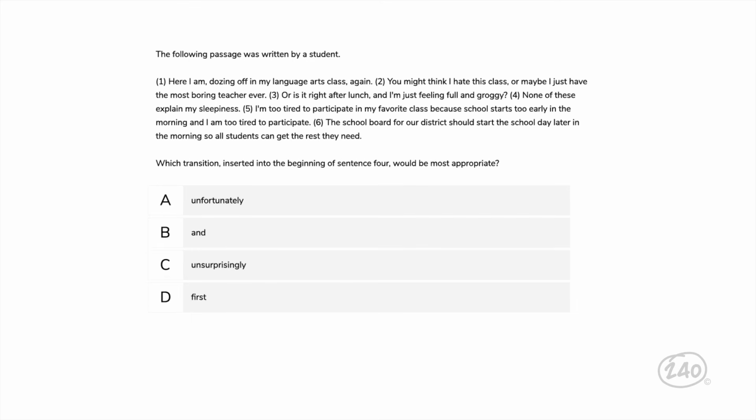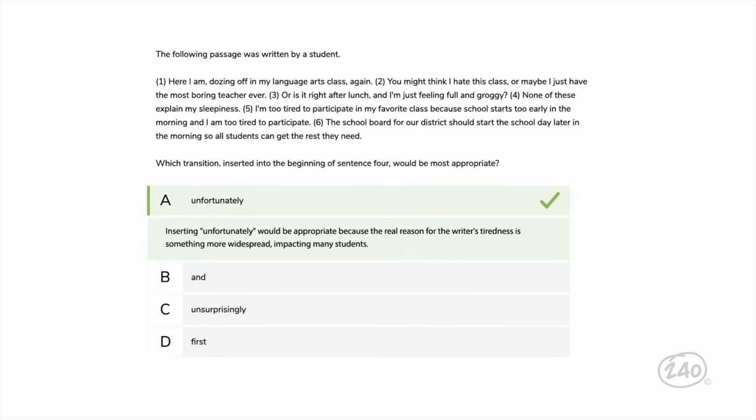I'm too tired to participate in my favorite class because school starts too early in the morning and I am too tired to participate. The school board for our district should start the school day later in the morning so all students can get the rest they need. Which transition inserted into the beginning of sentence 4 would be most appropriate?